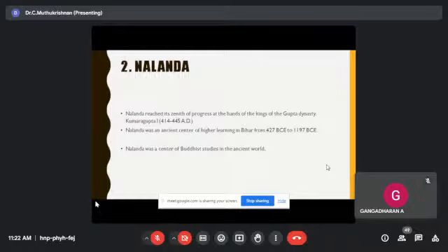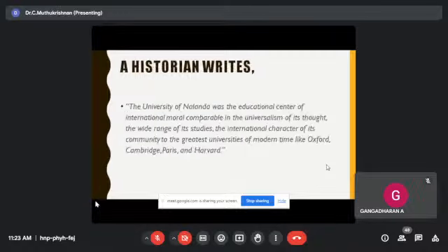Nalanda was the center of Buddhist studies in the ancient world. If you study Buddhism, we must understand what Nalanda University is and what they taught there. They taught many things, and especially they gave much importance to Buddhist studies. So Nalanda was the center of Buddhist studies in the ancient world, and we have to know what a historian writes about Nalanda University.